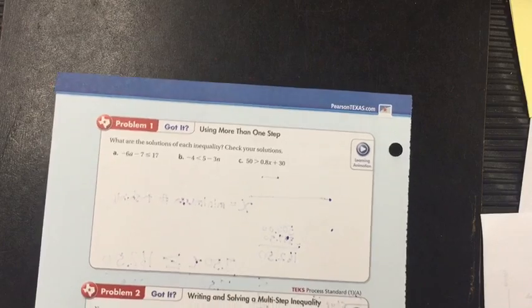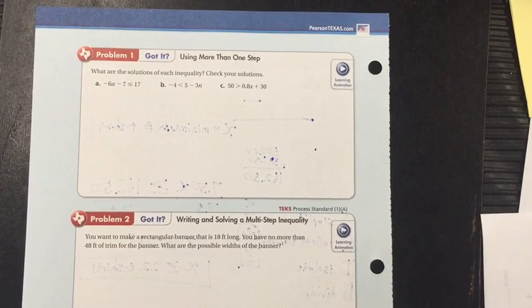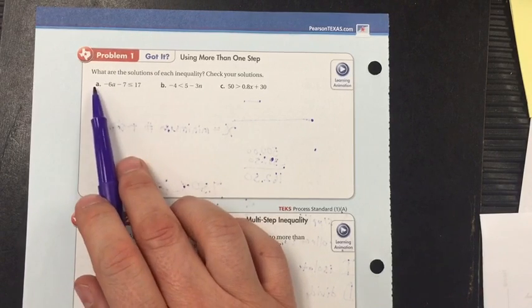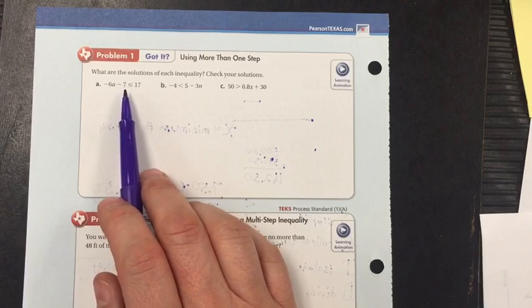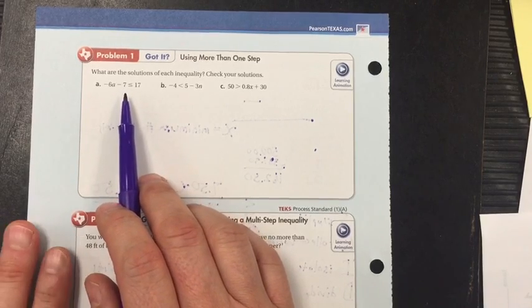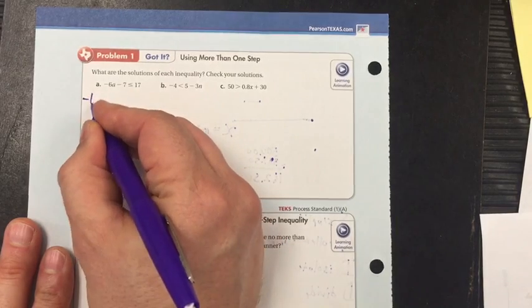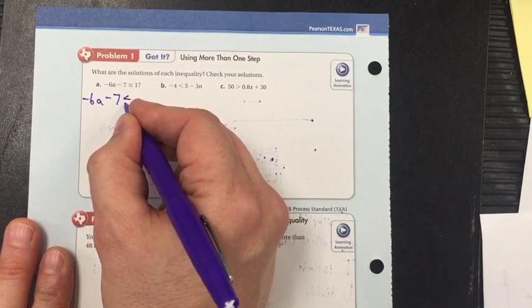Let's look at just some regular math inequalities, just the math. Take out all the word problem stuff, make it easier. Okay, so we're going to do 6A, problem 1A. We're going to do that right now. But I want you guys to work ahead, and I'm going to be asking you what to do. Okay, so I'm going to rewrite it. We have negative 6A minus 7 is less than or equal to 17.